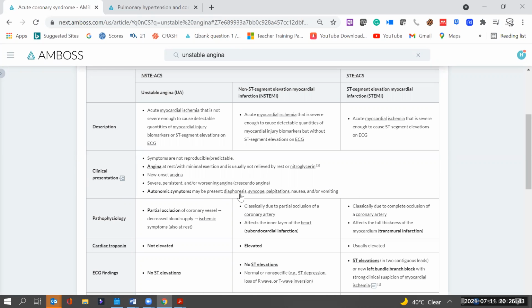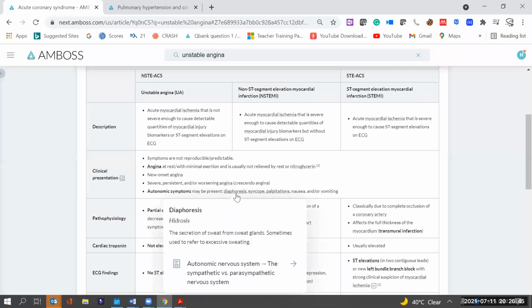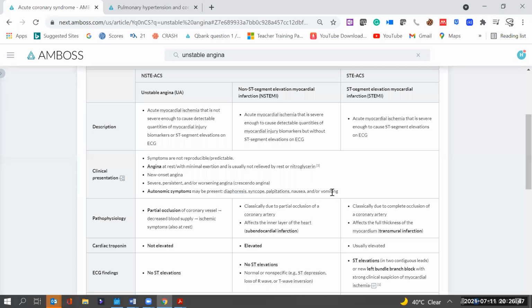For example, there will be diaphoresis, that is excessive sweating. There will be syncope, there will be palpitation. The patient can say, I was having nausea, vomiting, and there was chest pain while I was sitting on the sofa. So you can always think of unstable angina. And the important clue is that you are going to check cardiac troponin. This is important. For cardiac troponin, there will be no elevation, because biomarkers will not be changed in a case of unstable angina. You will check the ECG.